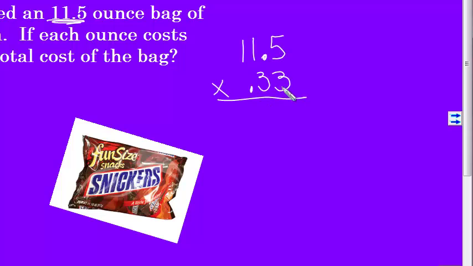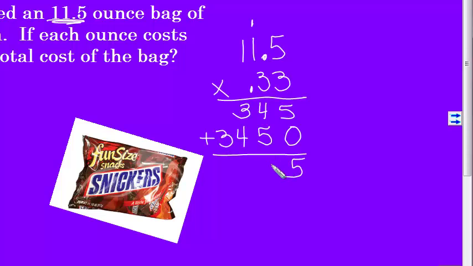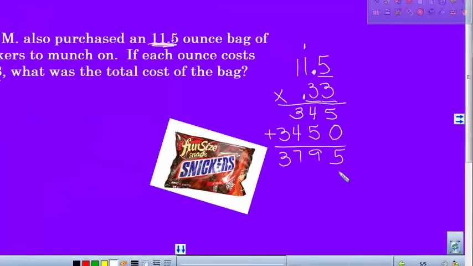So pretend like you're doing 115 times 33, okay? Multiply like normal. 5 times 3 is 15. That would be 3 plus 1 is 4, and then 3. 0 for placeholder. Again, 3 times 5 is 15. Carry the 1, that'd be 4, and then a 3. Add them up. 5, 9, 7, 3. Decimal's got to go in 1, 2, 3 digits behind the decimal point.